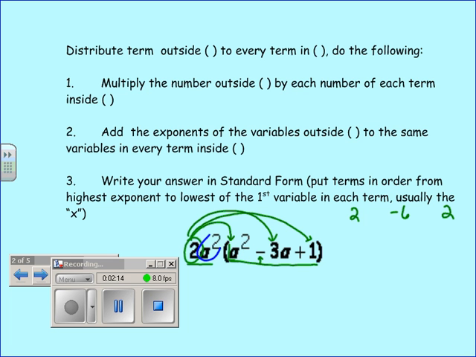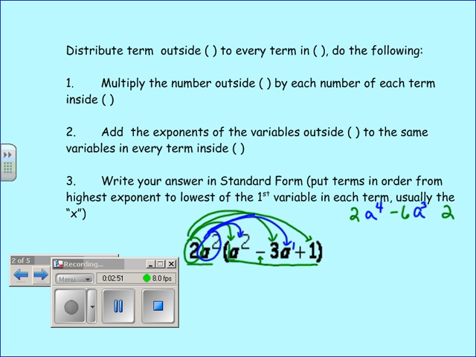So here we have a squared. We're going to multiply that times a squared. A squared times a squared is going to be a to the 4th power. We know it's the 4th power because we're adding those exponents together. Then we're going to multiply a squared times a. And there's no exponent showing, but if there's no exponent showing, we always know there's going to be an exponent of 1. So a squared times a to the 1st is going to be a cubed, or a to the 3rd power, because 2 plus 1 is 3.